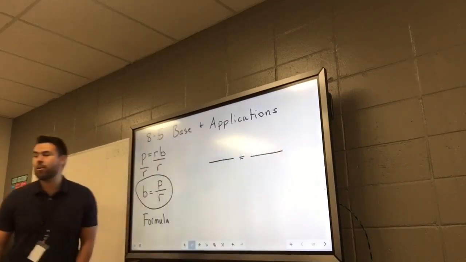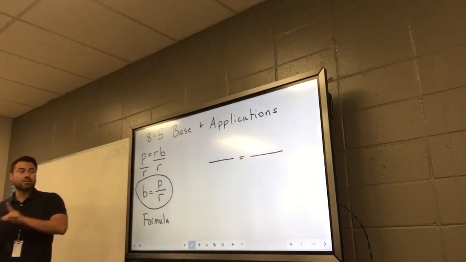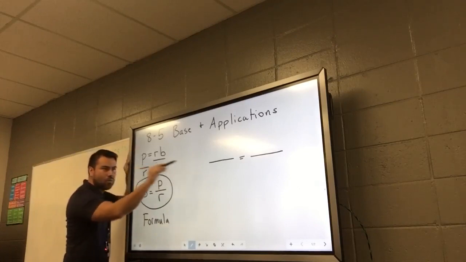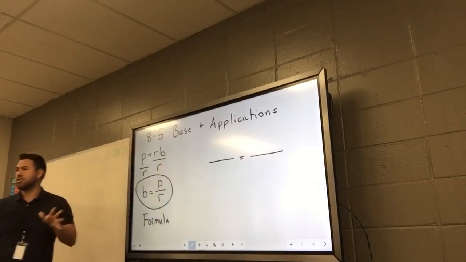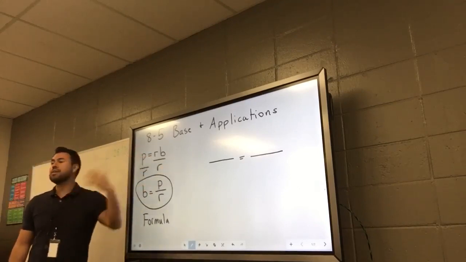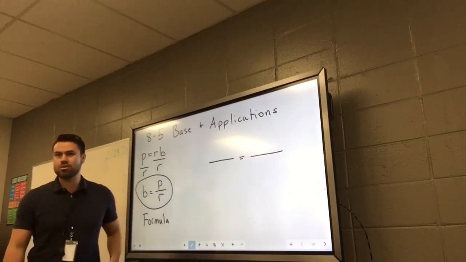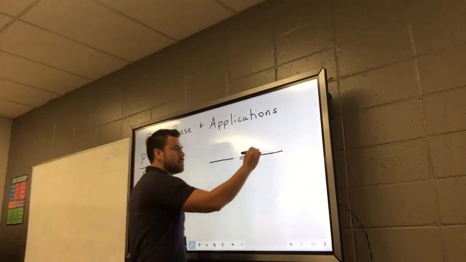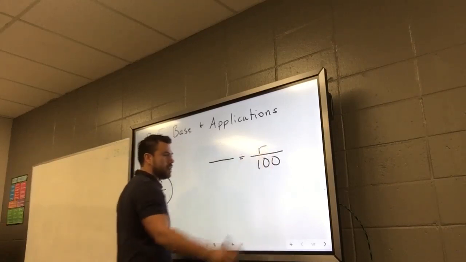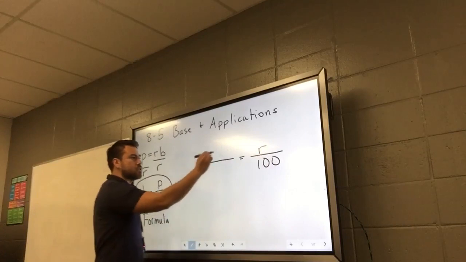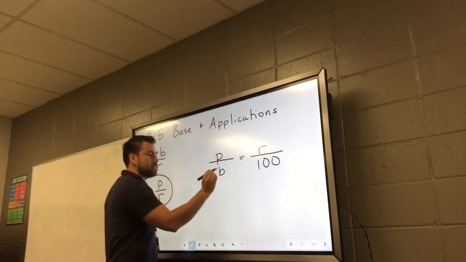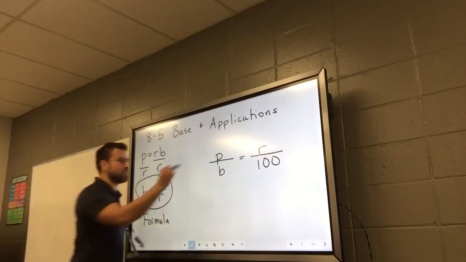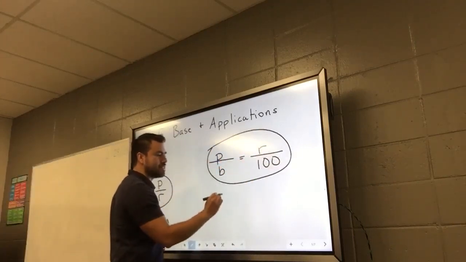So does anyone remember? This one's a little harder, but using the letters P, R, and B, what does my proportion always look like? Using those three letters plus the number 100, because that goes in there too. R over 100. So R over 100, that's always in there, and P over B. Yeah, the percentage, the part over the base, or the part over the whole. All right, that's your proportion, and this one's always been the same, so that's nice.